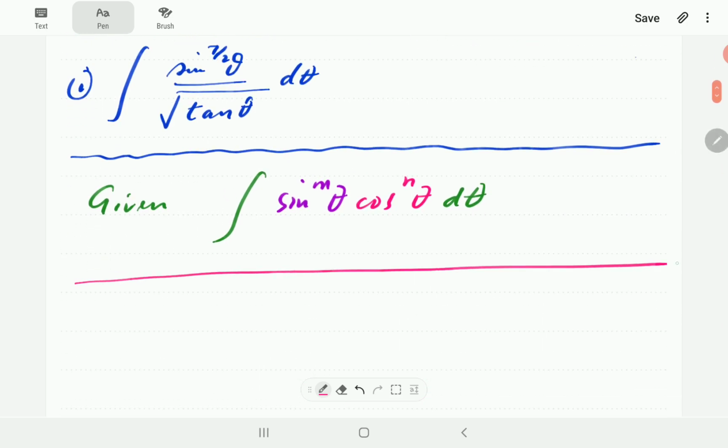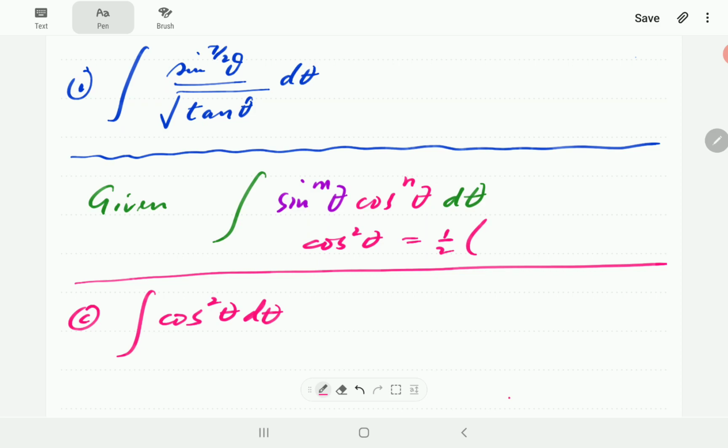So in part C, we have got cosine squared theta. So we said if the power or both powers are even, then we use the double angle formulas. And one of the double angle formulas says the cosine squared of theta is equal to (1 plus cosine 2 theta)/2. So that means this thing we can write as the integral of 1/2 into 1 plus cosine 2 theta.